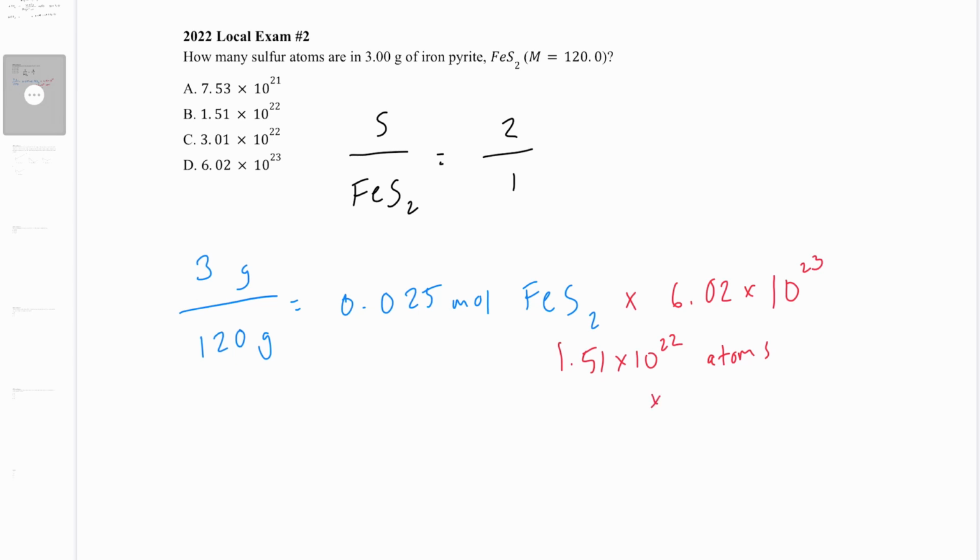So this times 2 is just going to be 3.01 times 10 to the 22nd atoms. And that is answer choice C. Alright, so the answer for question 2 is C. Let's go to question 3.